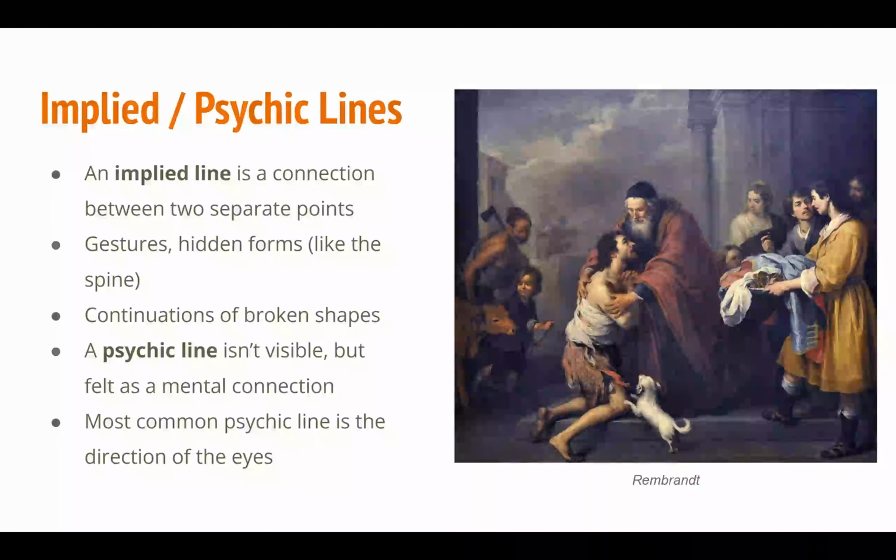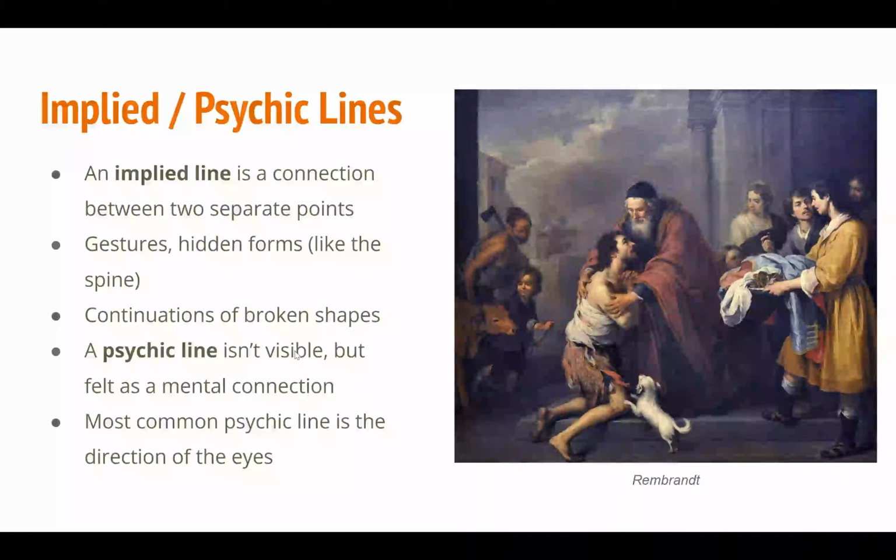An implied line is a connection between two separate points that aren't literally connected by a value line. So this can be gestures, this can be hidden forms like the spine, this can be something that's oriented or pushing in a particular direction, and then it creates an implied line that does have an effect on the composition. We can also have broken multiple objects that work together to create one line.